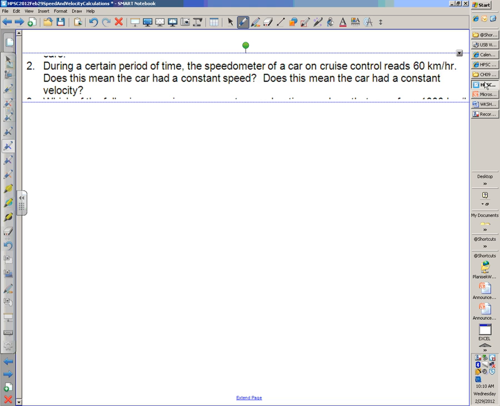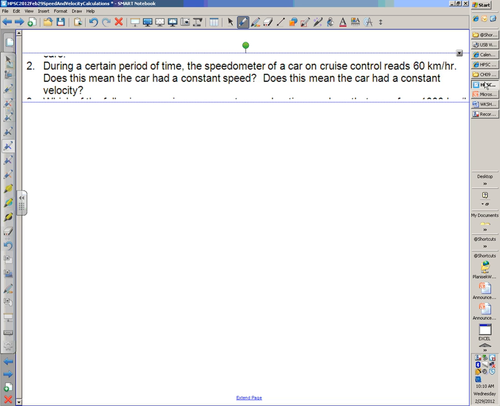All right. So, for this question, during a certain period of time, the speedometer of a car on cruise control reads 60. Does that mean the car has constant speed? Yes, because it continues going the same how fast. Does it mean the car had a constant velocity? No. You don't know necessarily if it's going east or west or north.